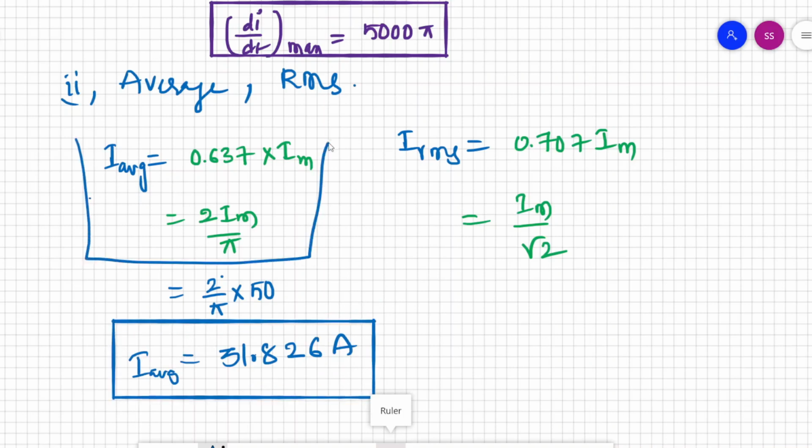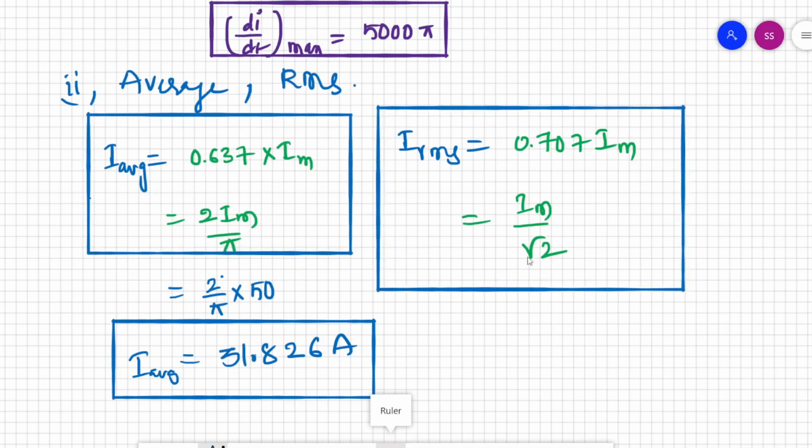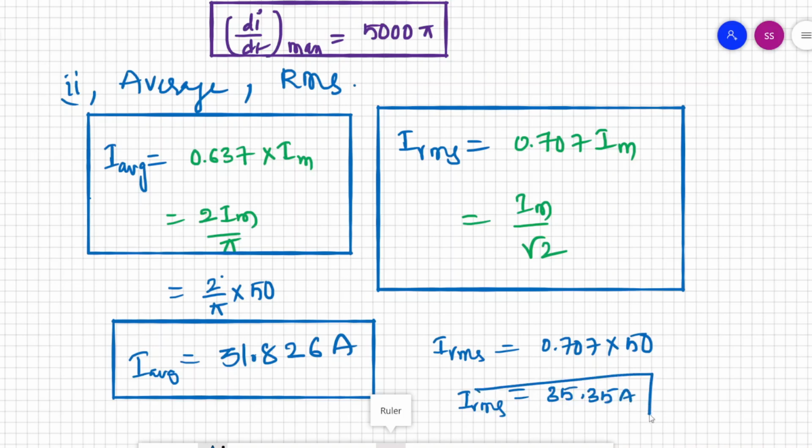So these are the formulas for average value of a sinusoidal waveform, and these are the formulas for RMS values. Just the variable will change: for current it will be I, for voltage it will be V. Now let us find I RMS, that is 0.707 into Im, which is 50. So the RMS current is 35.35 amperes. So this is the value of RMS current for the given waveform, 35.35 amperes.